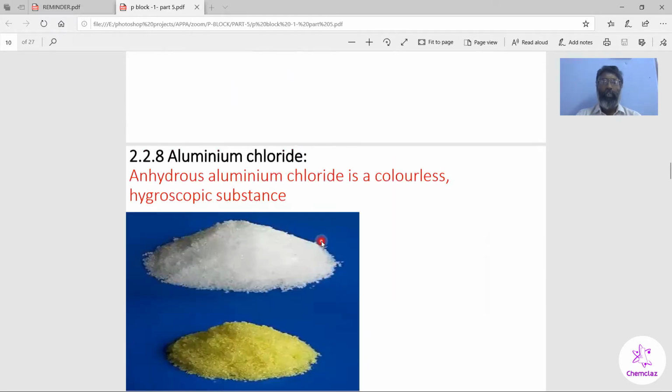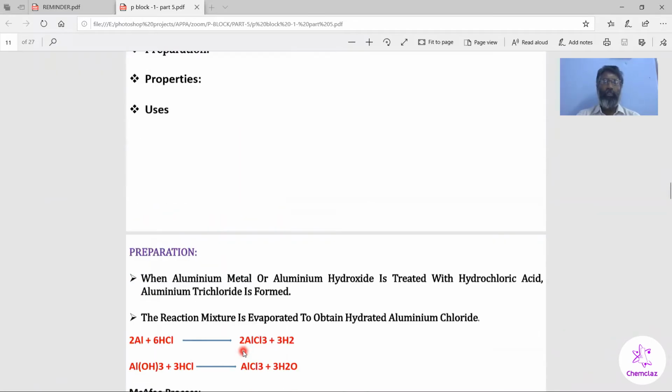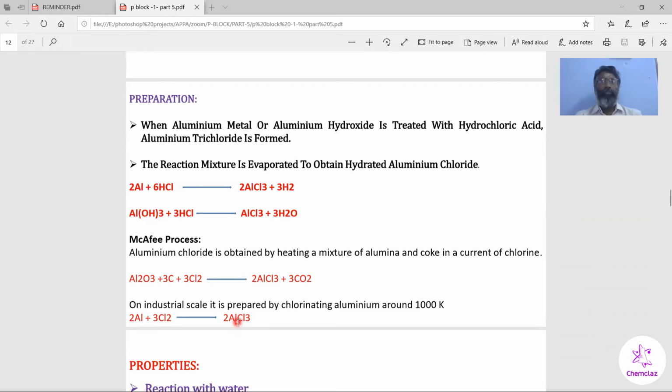The next one is aluminum chloride. Anhydrous aluminum chloride is a colorless crystalline substance. The yellow color one is a polyaluminum chloride compound. This one is anhydrous aluminum chloride, and this one is polyaluminum chloride. In the market, there are two types of aluminum chloride: anhydrous aluminum chloride and polyaluminum chloride. So, preparation, properties, uses. The next one is preparation.